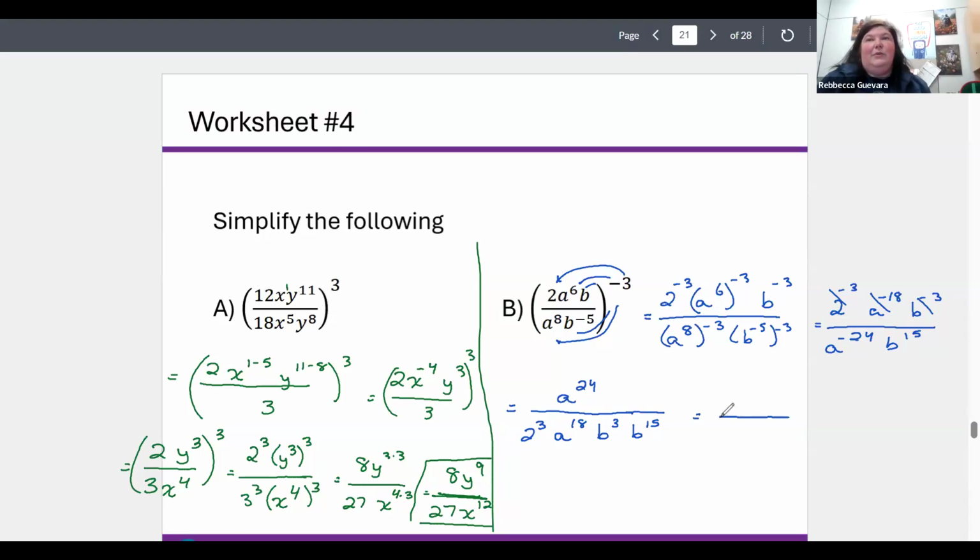So now on top, we have a to the 24th and we have a to the 18th. So now we have a to the 24 minus 18. 2 to the power of 3 is 8. And then the b's, we have b to the 3 and b to the 15. So that's b to the 3 plus 15. So we should end up with a to the 6 over a b to the power of 8.